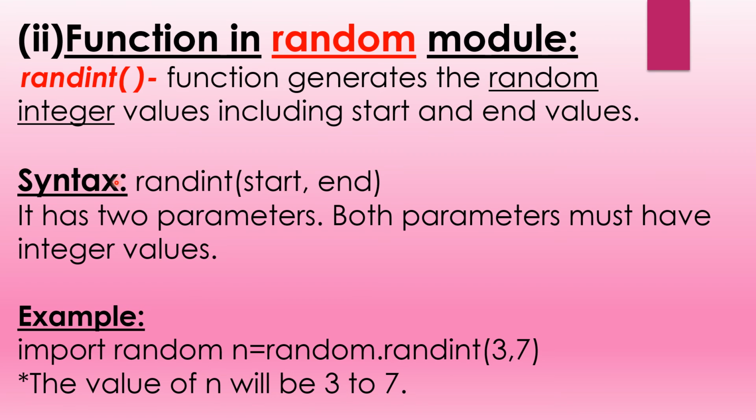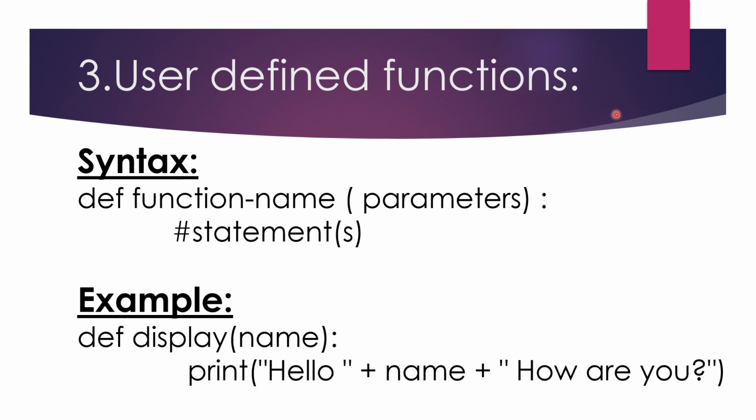Next we will see the syntax of it, how we can write it. randint(start, end). For example, I have said 1 to 7: 1 is start and 7 is end. It has two parameters, and both parameters must have integer values. You can enter here only integer values, not string or decimal values. Let us see an example of it. Import random. Here we have assigned a variable n and stored randint 3 to 7 in it. So you can see the value of n will be 3 to 7, as I told you: 3 4 5 6 7.